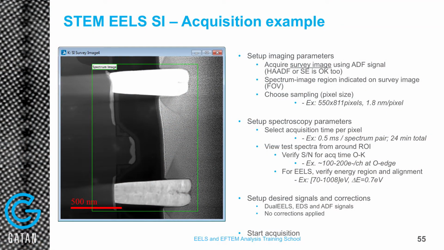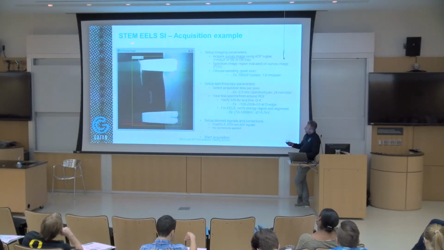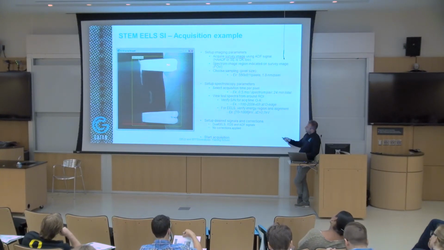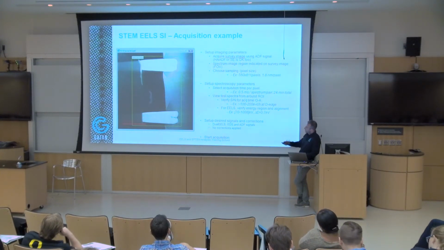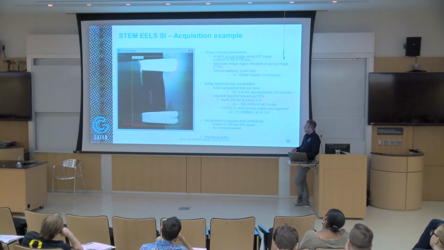That's an example, a very large area. You take a STEM image, which we call a survey image. You define the area where you want to scan the beam, across this area inside the green box. You define the exposure time. You define the pixel size, and then you start the acquisition.